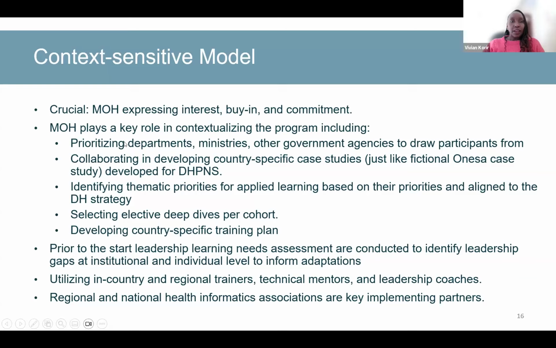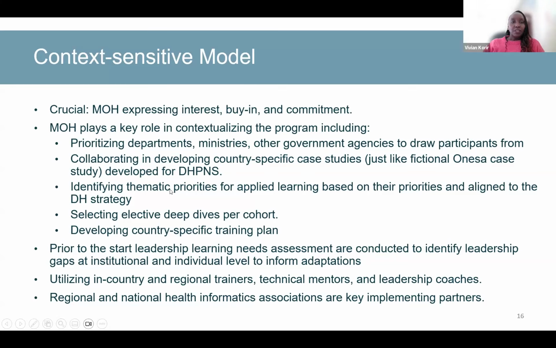Also, the Ministry of Health plays a key role during design and development of the program, by prioritizing the different departments, ministries, and other government agencies where the participants will be drawn from. Also, they collaborate in developing country-specific case studies. So for those of us who've done DHPNS, we are aware of the ONESA case study. So just like the ONESA case study, we have each country developing a country-specific case study, which will be used during delivery of DHPNS.